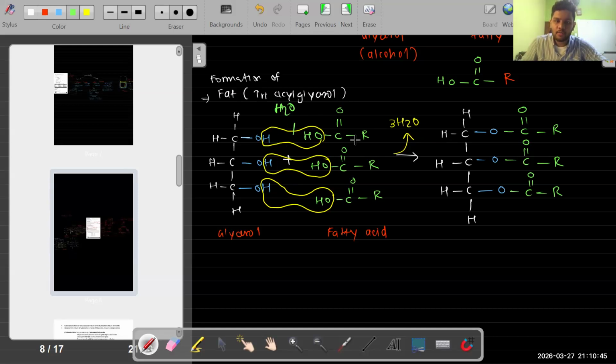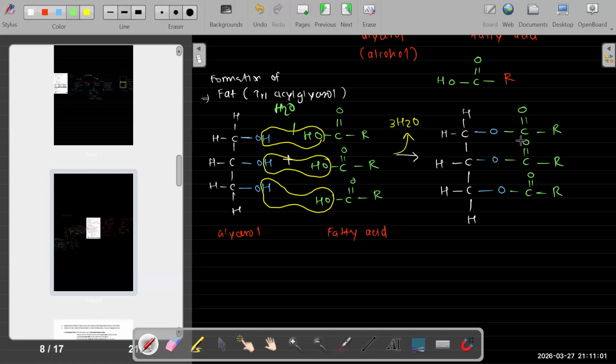So after removing the 3 water molecules, can you understand this oxygen will be binding with this carbon like this? Can you understand? Yes, sir. Is that clear now? Didn't you understand still? If you want, I'll explain it again. No issue. I understood, sir. Okay, right.